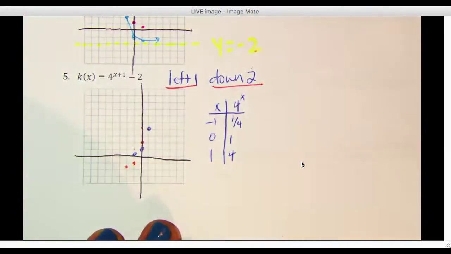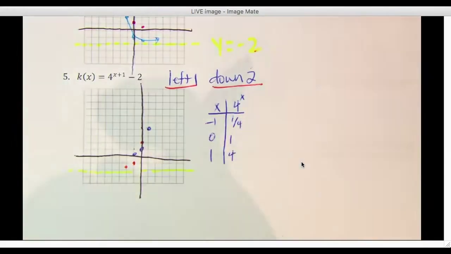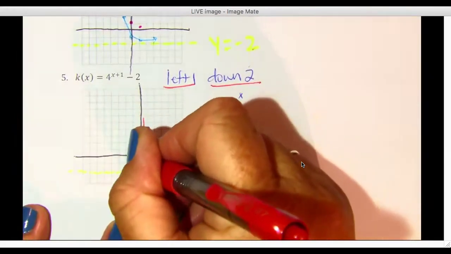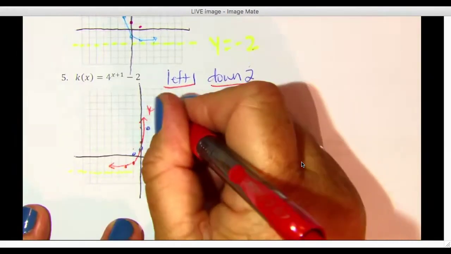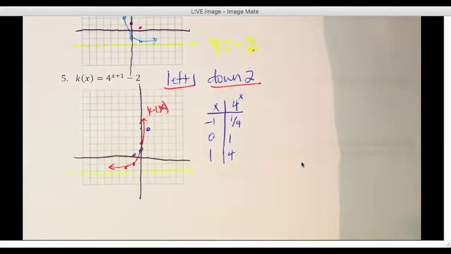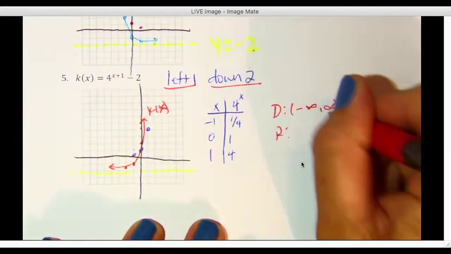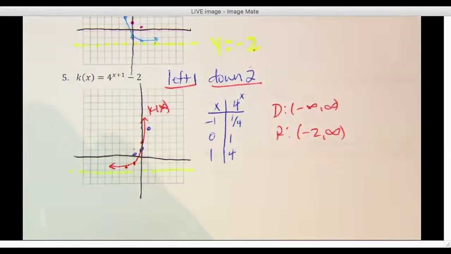And that means my horizontal asymptote also got shifted down 2. Shifting right and left doesn't affect my horizontal asymptote. Only shifting up and down does. So this shifted graph here is k of x. And that's the shifted graph there. All right. And then the domain and the range, -infinity to +infinity, and my range is -2 to infinity. And that is the end of this section.